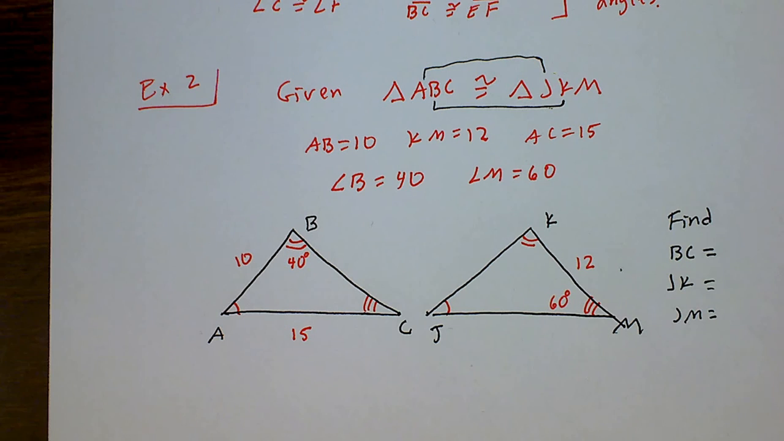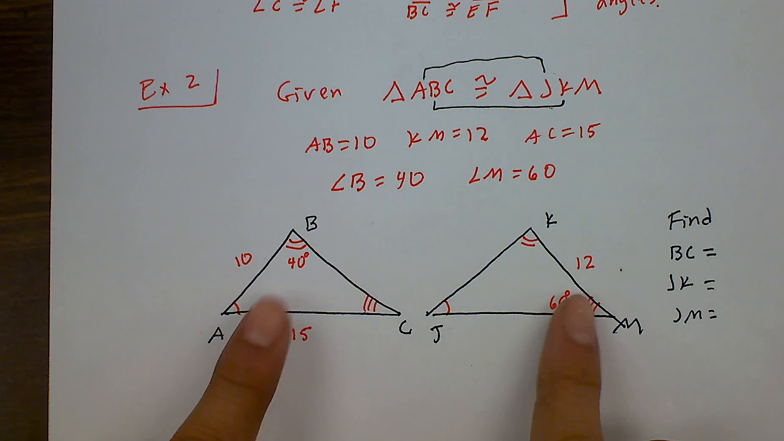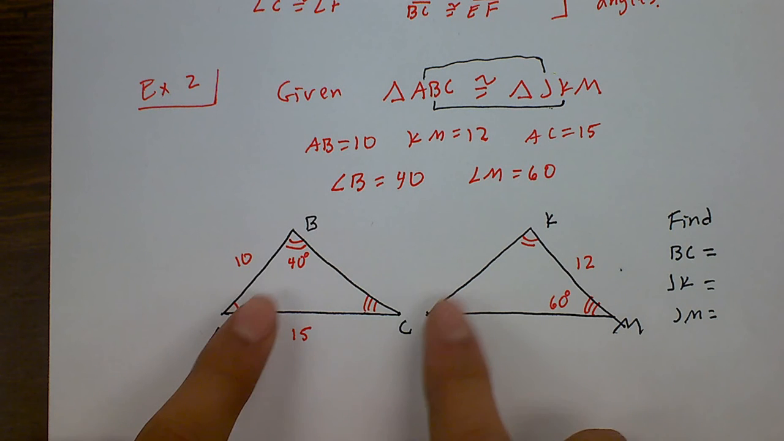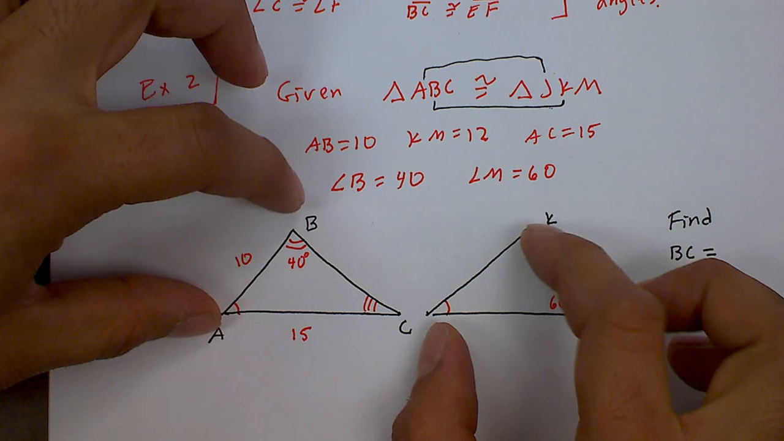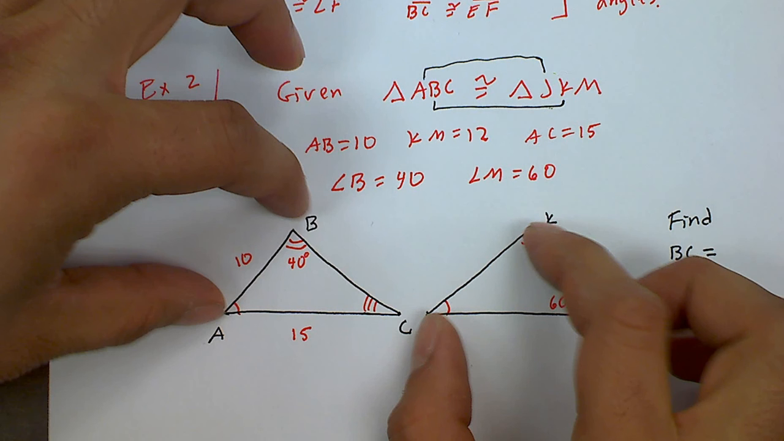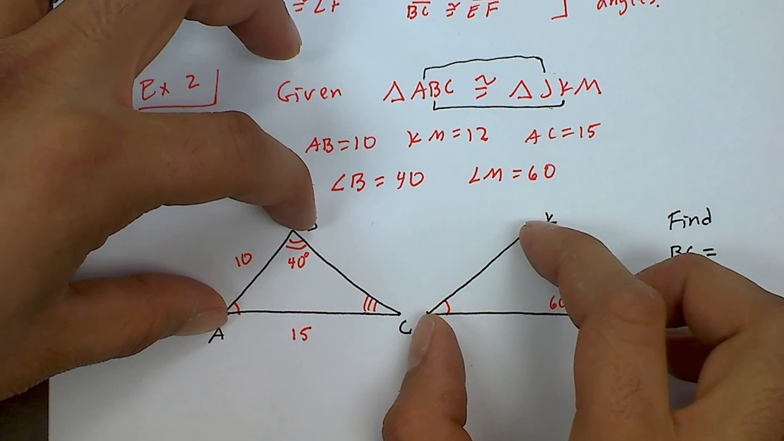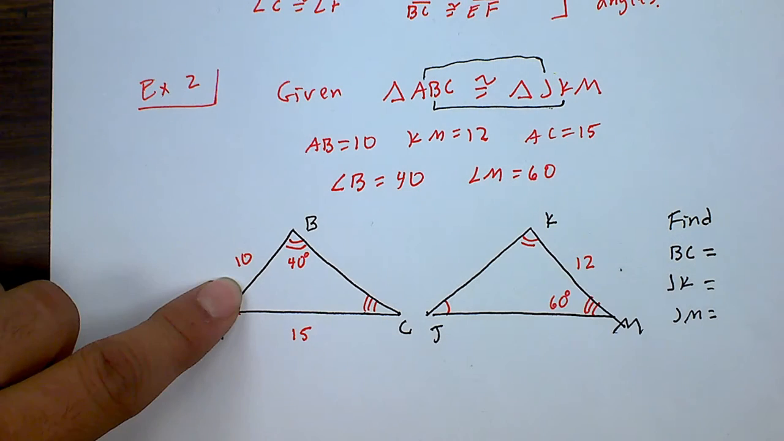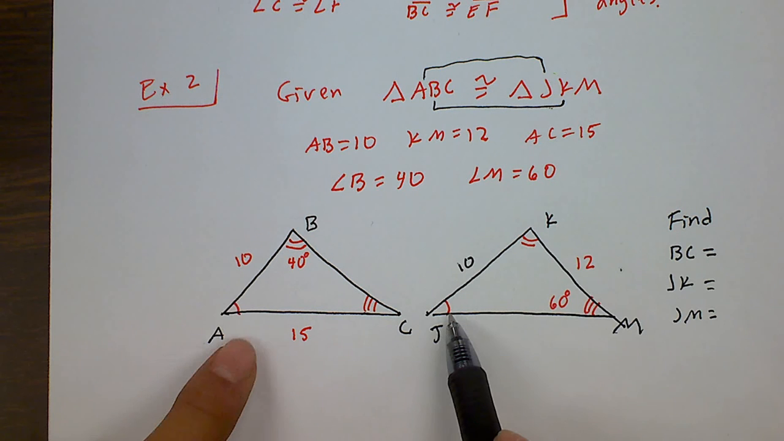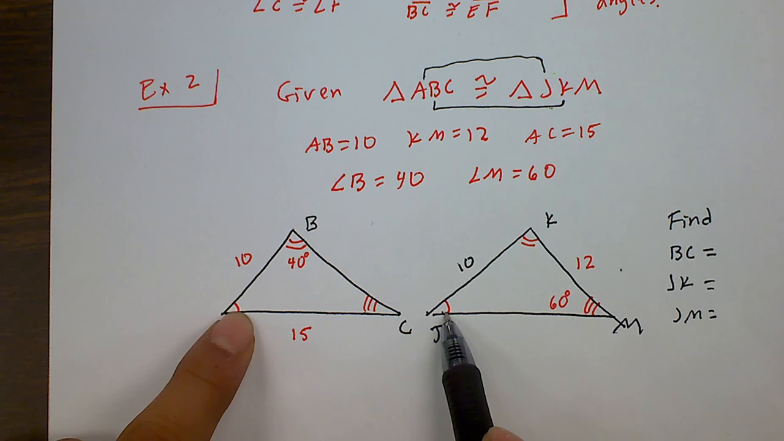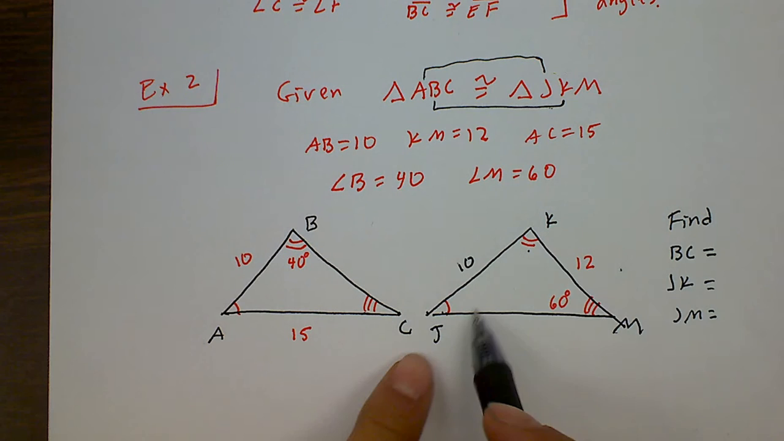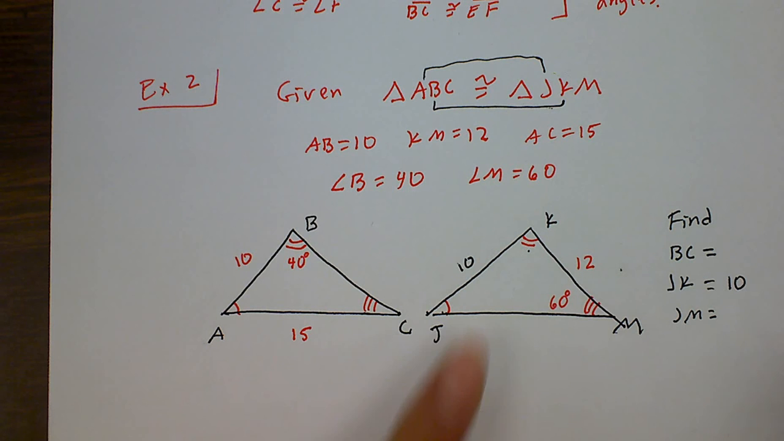If these two triangles are congruent, we know that angles J and K are congruent. That means that the sides between those two congruent angles must be congruent as well. So if this one is 10, JK must also be 10. Just notice, you have one mark here, two marks here, whatever is in between, they must be congruent. So JK, we already found it, we know it's 10.